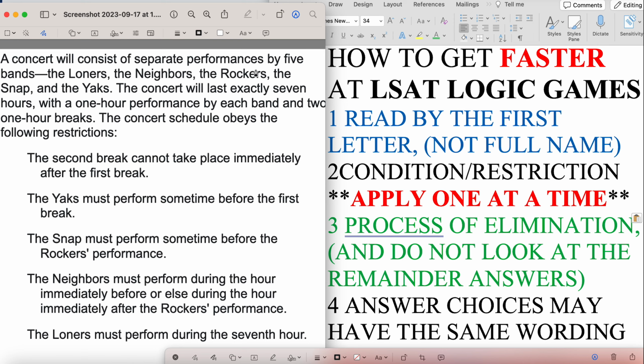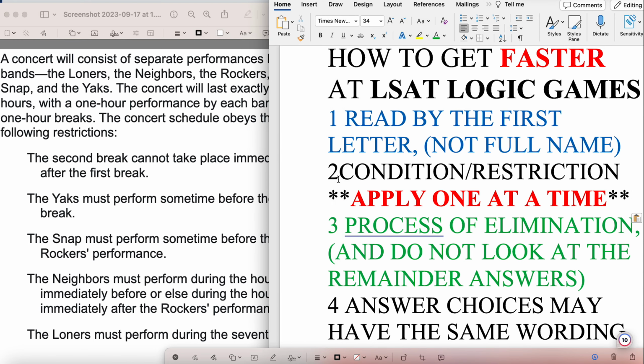When I say read the first letter, not the full names, I mean instead of reading the loner, the neighbor, the rockers, the snap, and the yaks, read it with the first letter: LNRSY. If you notice, the creator of the LSAT logic games placed the full names with different letters in the beginning, so you can easily identify them by the letters LNRSY.